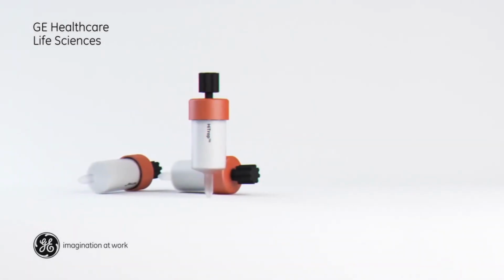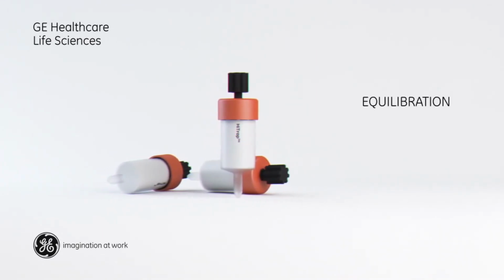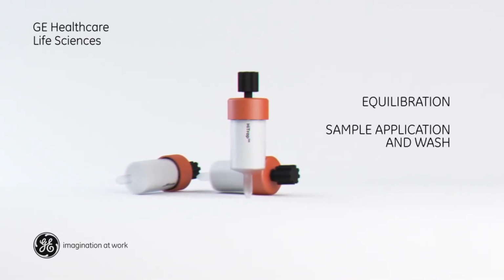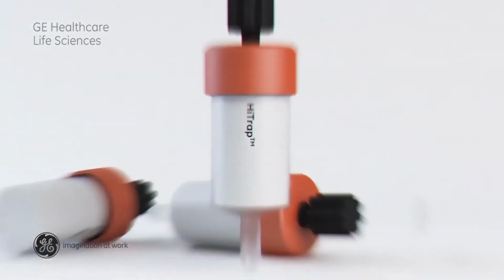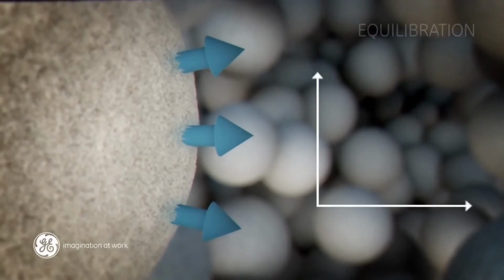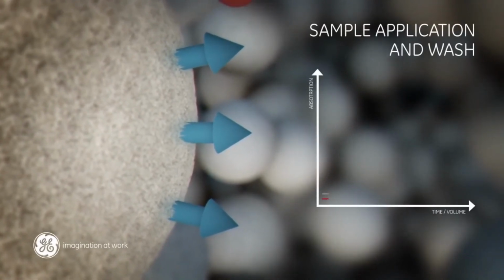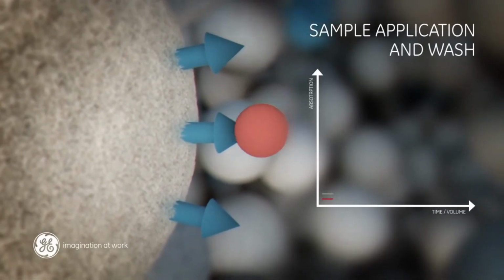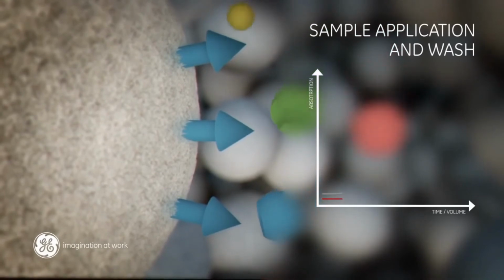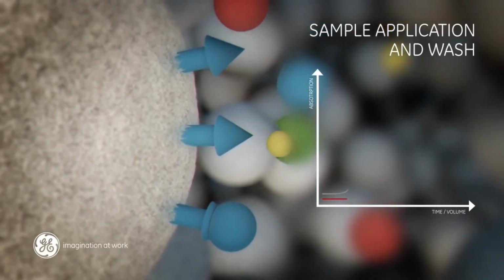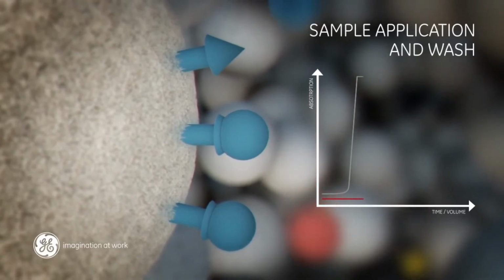Most affinity chromatography experiments are performed in three main stages: equilibration, sample application and wash, and elution. The first step is the equilibration of the stationary phase to the desired start conditions. The second step is sample application and wash. The goal in this step is to bind the target molecules and wash out all unbound material. Non-binding molecules will pass through in the flow-through during washing with binding buffer.